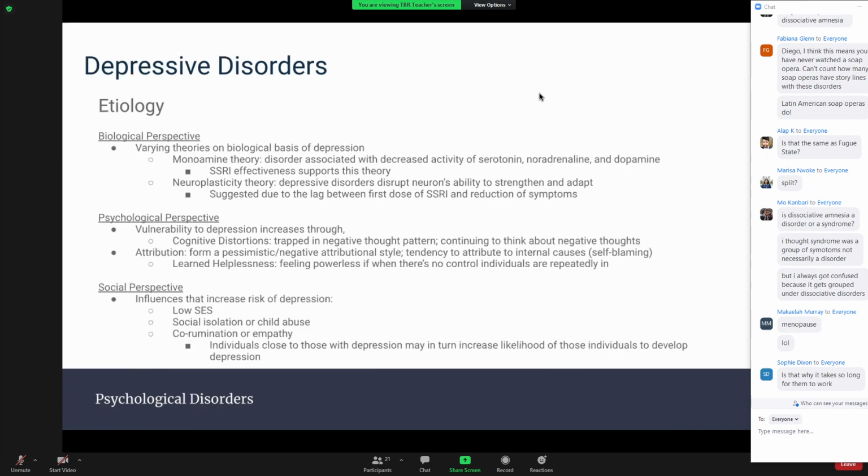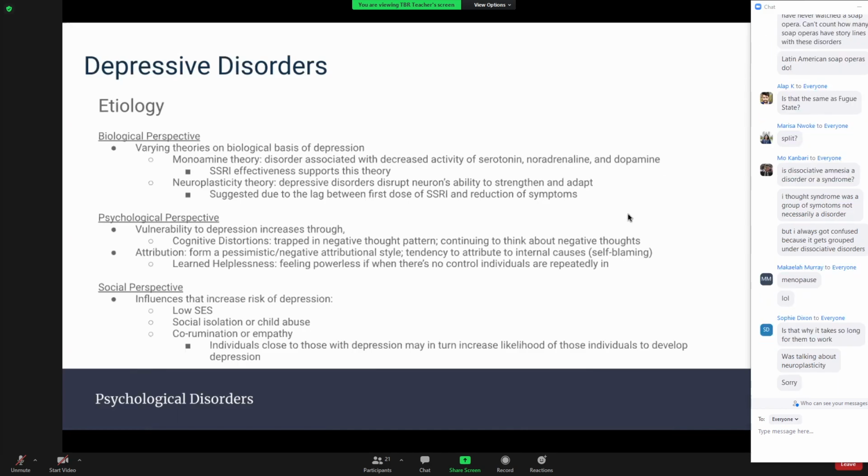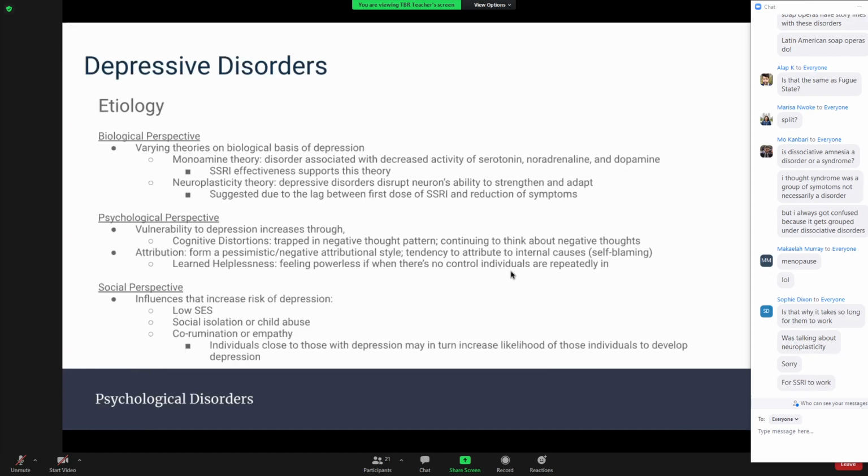Sophie, is one of these perspectives why it takes a long time for them to work? I'm not sure which is the it. Oh, right. Yeah, that's the idea, Sophie, about that bullet point about the SSRIs. Right. That's exactly it. Yeah. I don't think you need to remember it. I think that's adding too much information to what you already need to know. Just think about it in terms of the neuroplasticity here is just talking about the disorders affecting the normal plasticity processes.